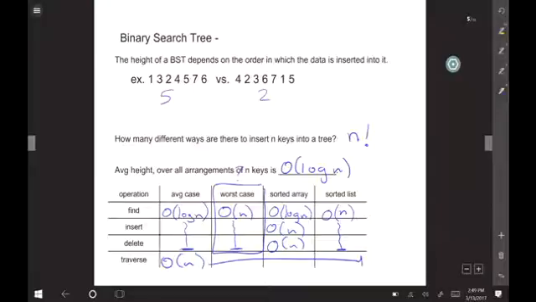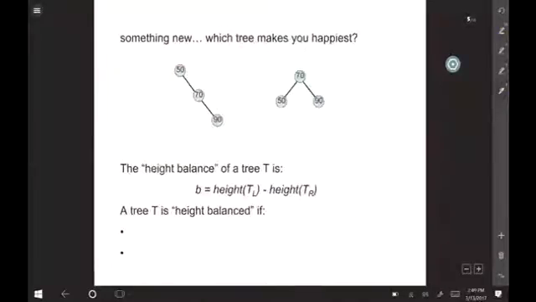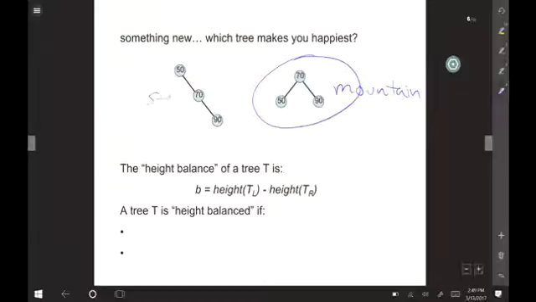And I have a minute. Which of those trees do you like better? The one on the right, right? Yes. Okay, you like this one because it looks more like a mountain. And we all love mountains. Okay? This one we describe as a stick. Okay? We like sticks too, but not as much as mountains.